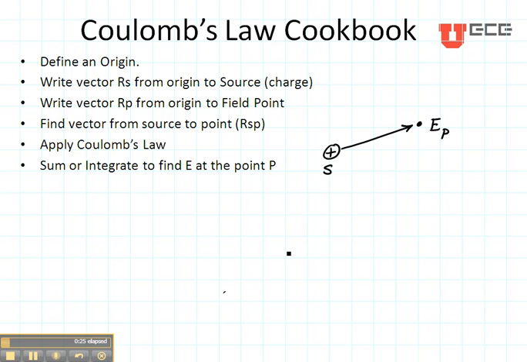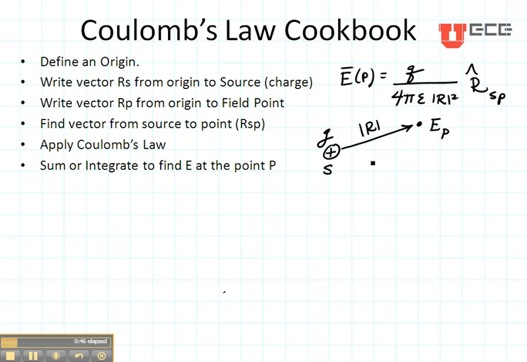That will be the direction of the electric field, and the electric field at point P is going to be equal to my charge Q divided by 4 pi epsilon, the distance between them squared, and that's going to be in the direction from the source to my point. This right here is a unit vector going from the source to the point. So how can I easily find this?